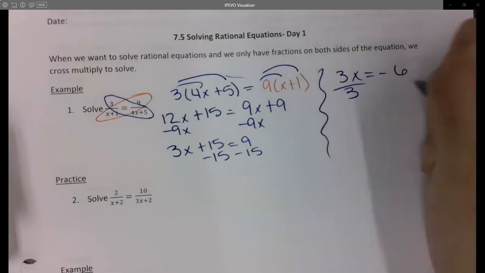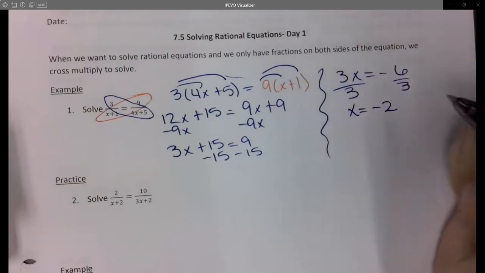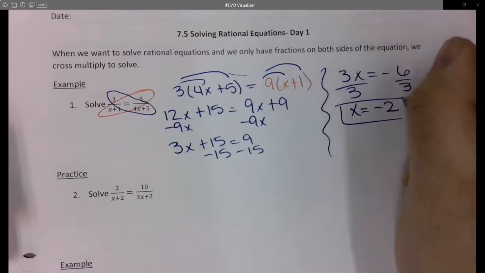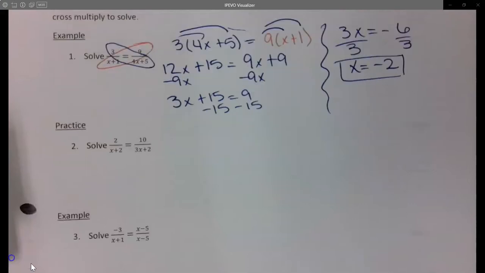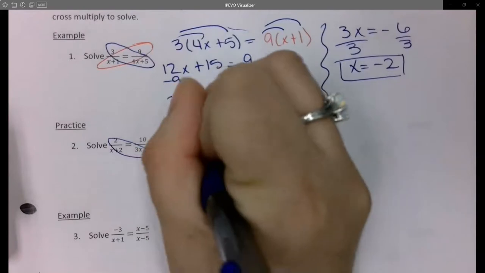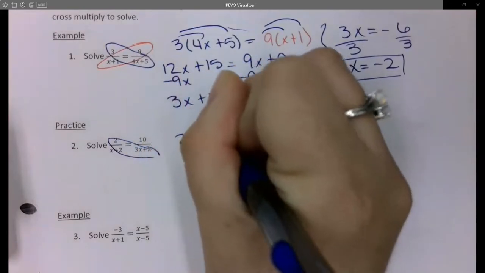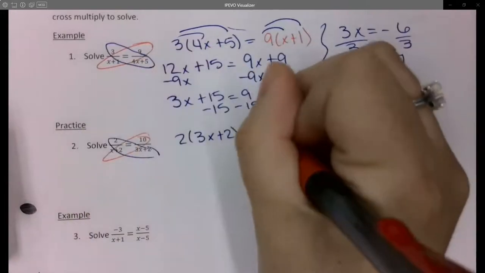Then I want to divide both sides by 3. This gets me x equals negative 2. Okay, so what do I want to start off doing on number 2? Cross multiply. So I'm going to have 2 times 3x plus 2 equals 10 times x plus 2.